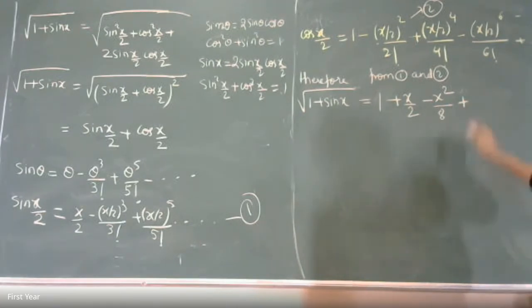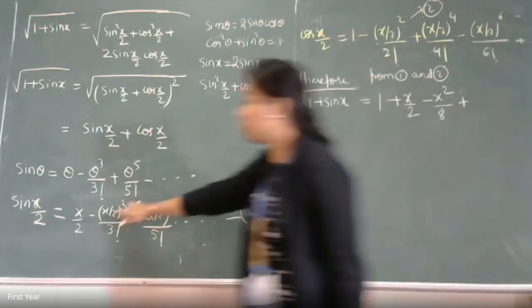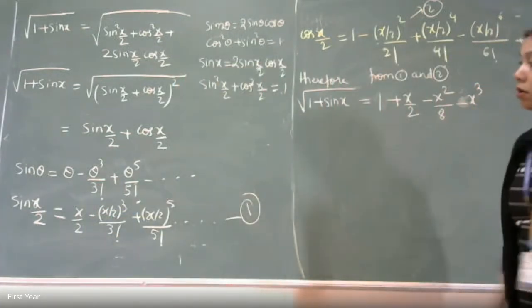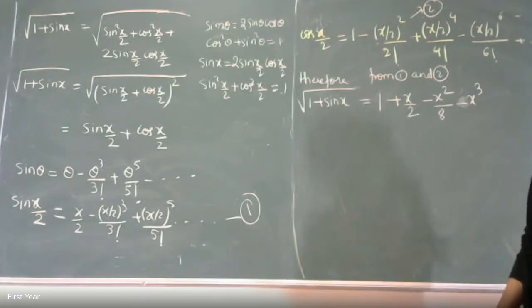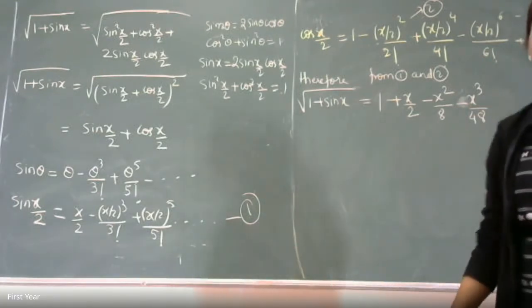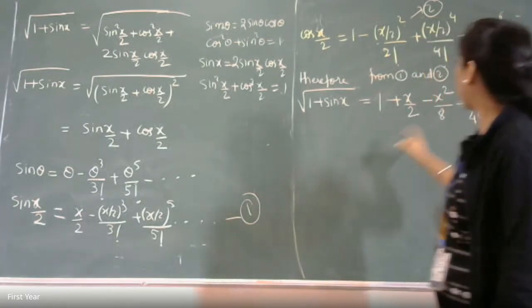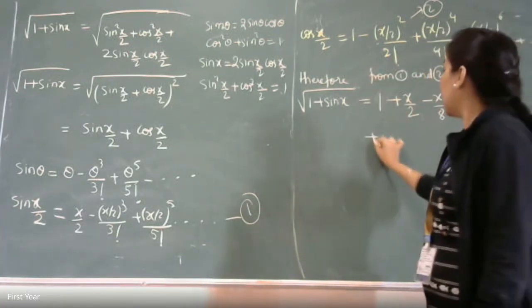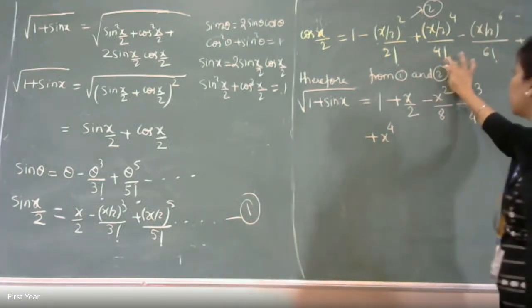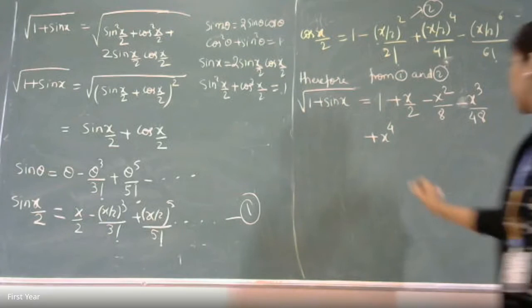Plus or minus x cube term. Yes, there is an x cube term which is with minus sign. So it is minus x cube upon 2 cube, 8. 8 into 6 is 48. Plus or minus x raised to 4. So plus x raised to 4. 2 raised to 4, 16. 16 into 4 factorial is 24. Do that and tell me what the answer is.